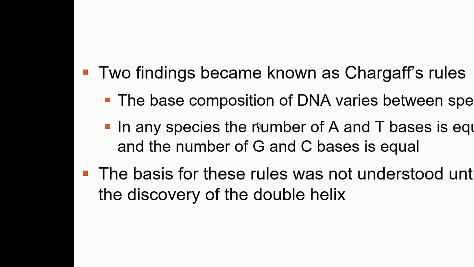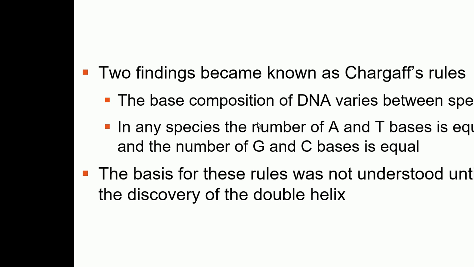So basically, to understand Chargaff's rules, let me go over the second point again. In any species, the number of A and T bases is equal, and the number of G and C bases is equal. Which means that if you have a strand of DNA, however many A's it has, it will have the same number of T's. However many G's it has, it will have the same number of C's. So this rule applies to both the opposite strands as well as to one strand.